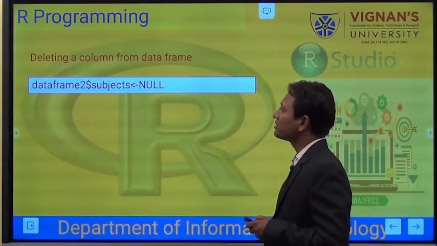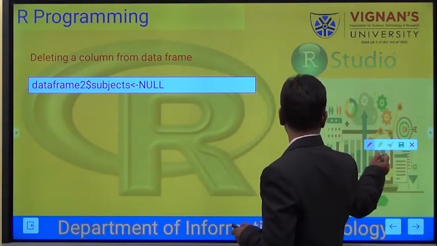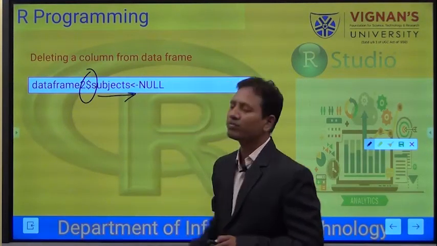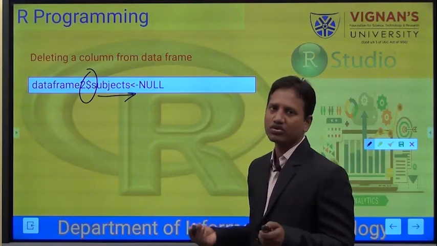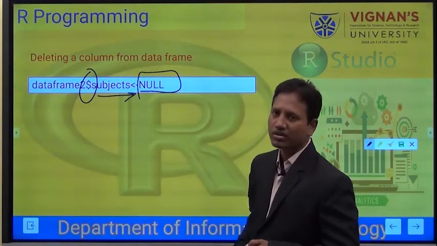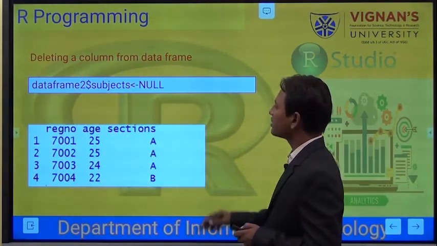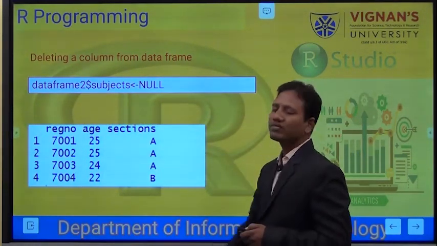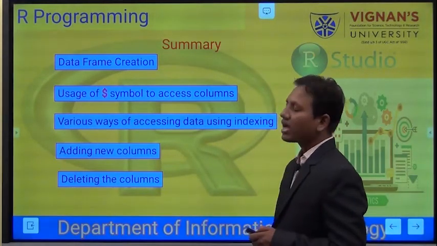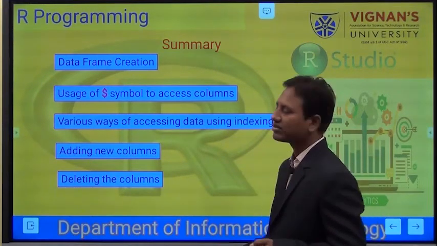And if I wanted to delete a column, simply again by using the dollar symbol, and the column which you want to delete, you just make it NULL, and that column is going to be deleted. You can see the output, the third column was deleted. We have come to the end of this session, and we'll summarize what we have learnt.